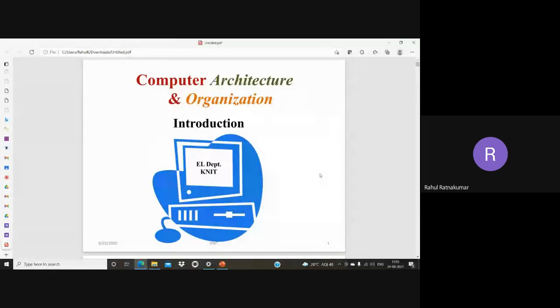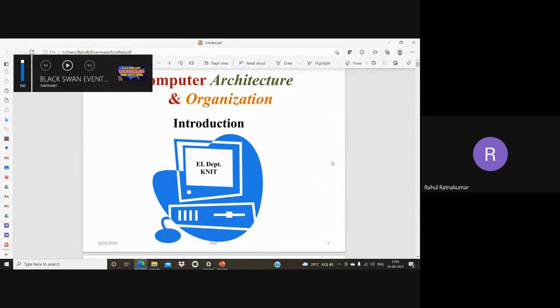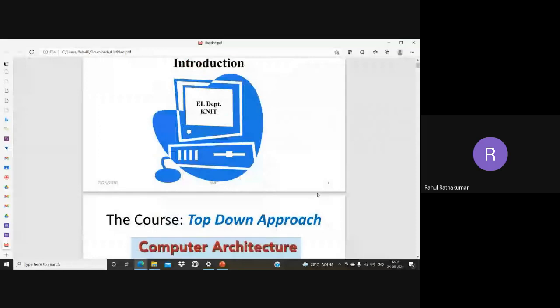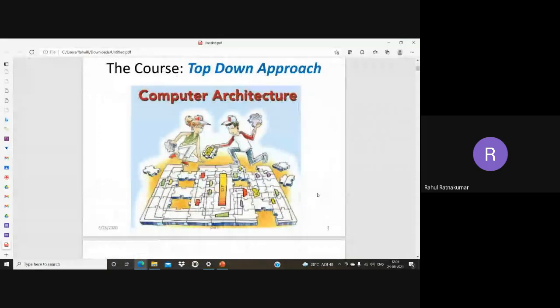Okay, so let's start. Yesterday we discussed the basics of computer architecture: what is computer architecture, the difference between computer architecture and organization, and so on. Just go through that. We are following the top-down approach, and we discussed what the top-down approach is.